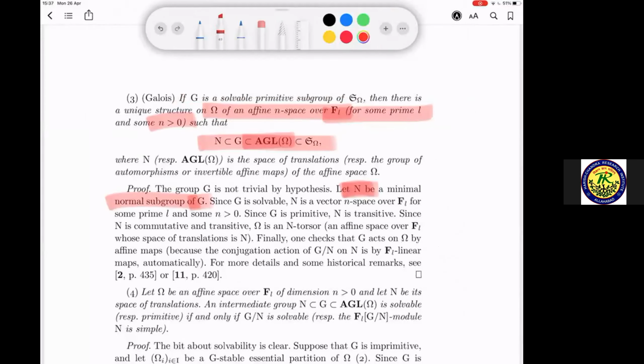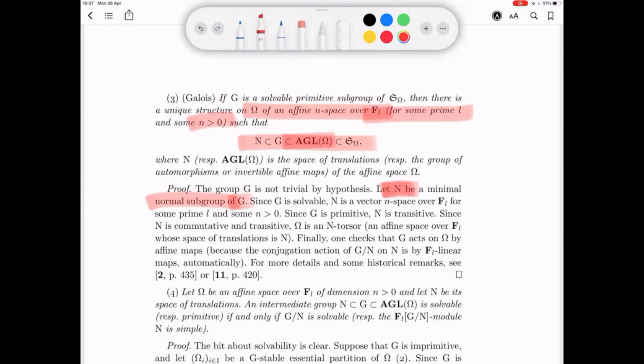Sir, what is the domain and codomain of affine maps? Oh, this omega itself. These are automorphisms, affine automorphisms of omega, so they are maps from omega to omega. They are permutations of omega, but they are not arbitrary permutations of omega as a set. They are a special kind of permutations.